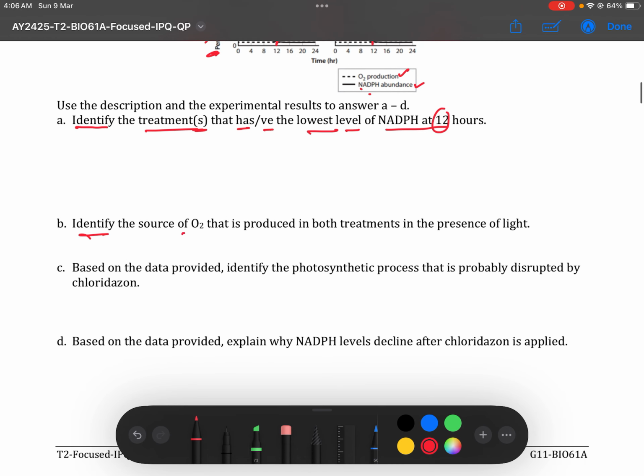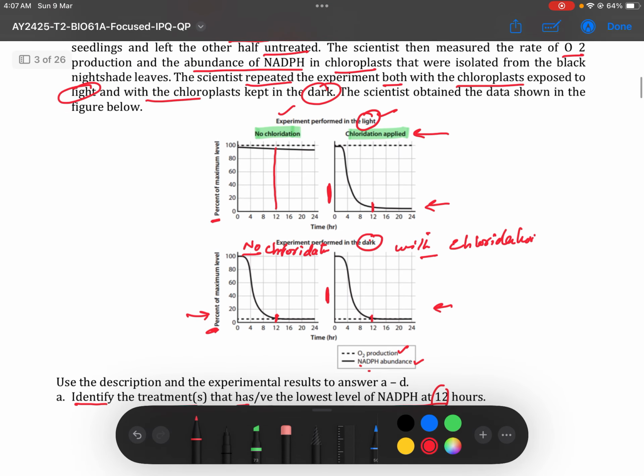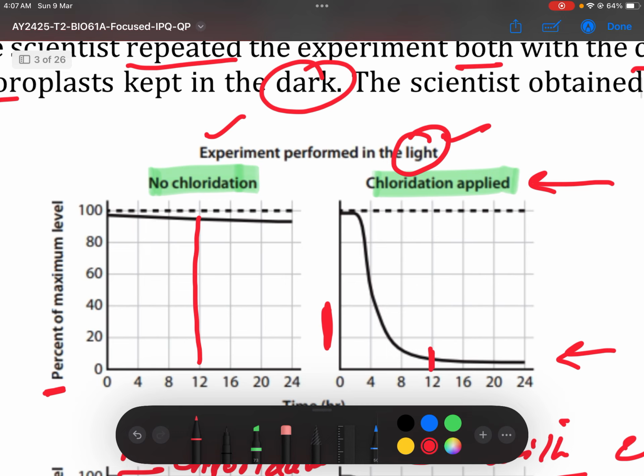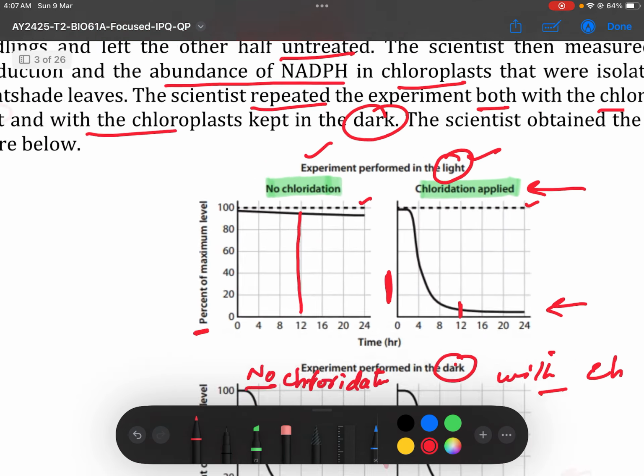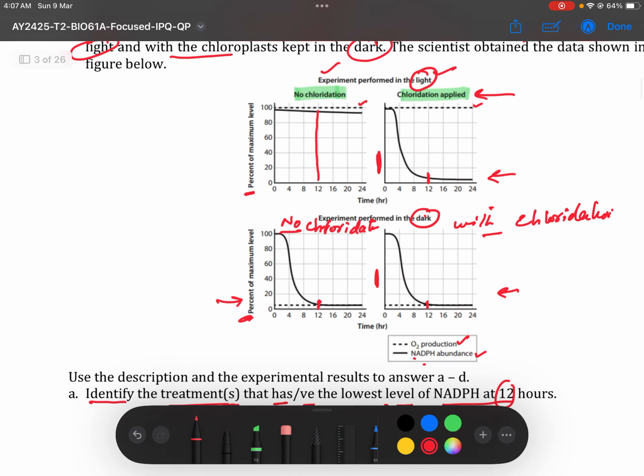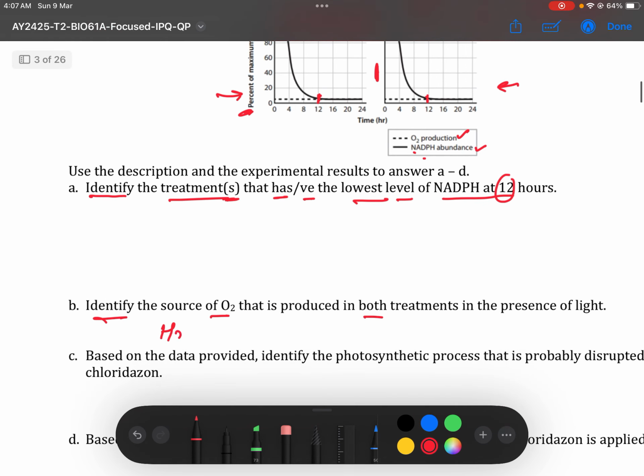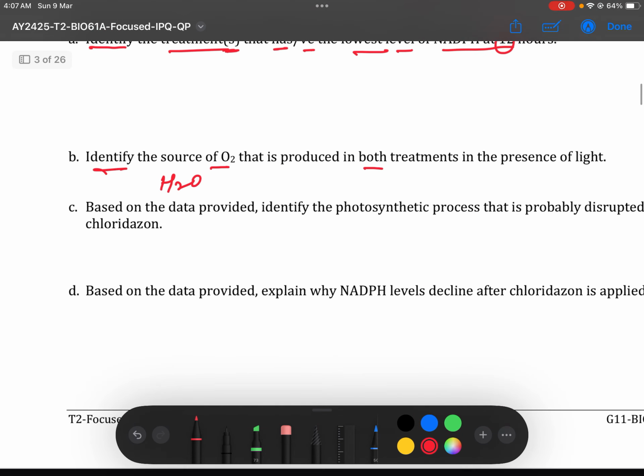Identify the source of O2 that is produced in both treatments in the presence of light. So where is the presence of light? This is the presence of light. We have a very high level of oxygen over here, and we know from the previous multiple choice questions that the source is H2O. You can simply say H2O or you can say water.